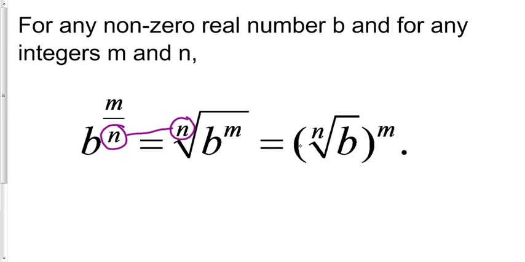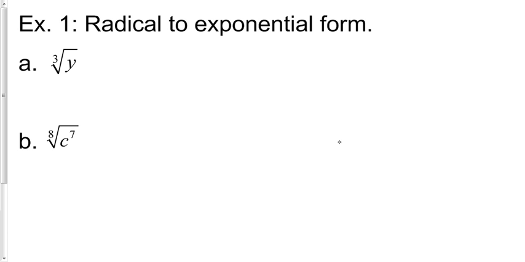And then here's another way to write it too. You could say in parentheses we've got the nth root of b. Take that first and then raise it to the nth power. All of these are equivalent ways of writing the same thing but just in different forms. So we're first going to practice converting between the forms. So example 1, we're starting with radicals. We're going to rewrite them in exponential form.